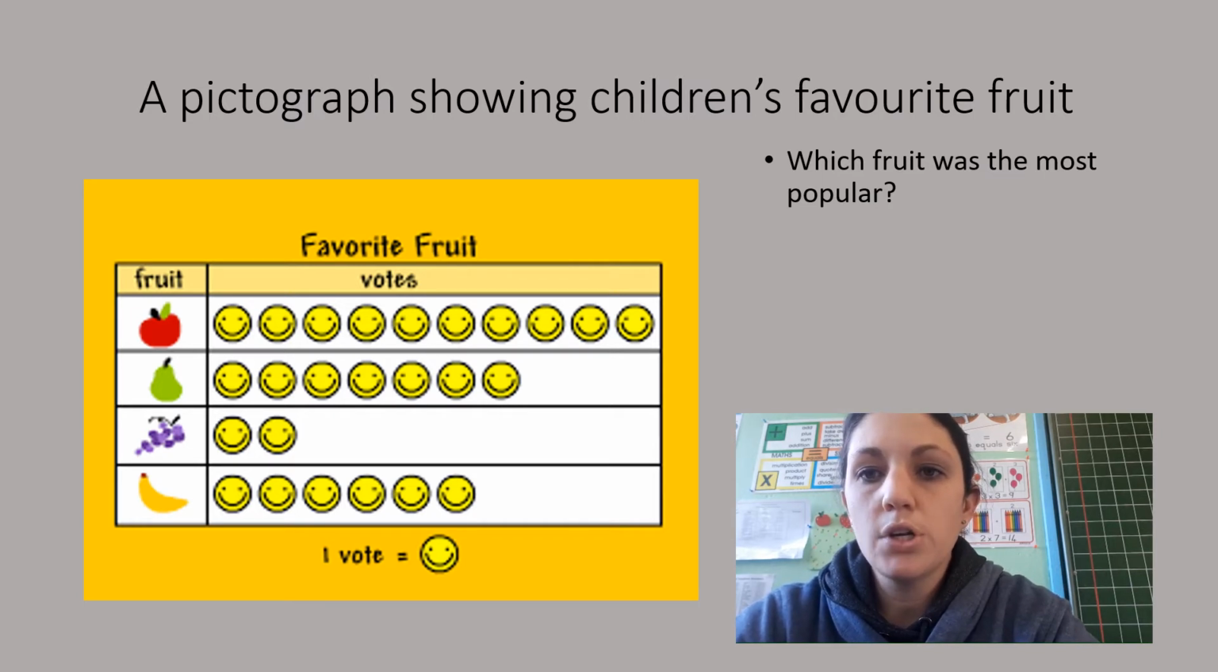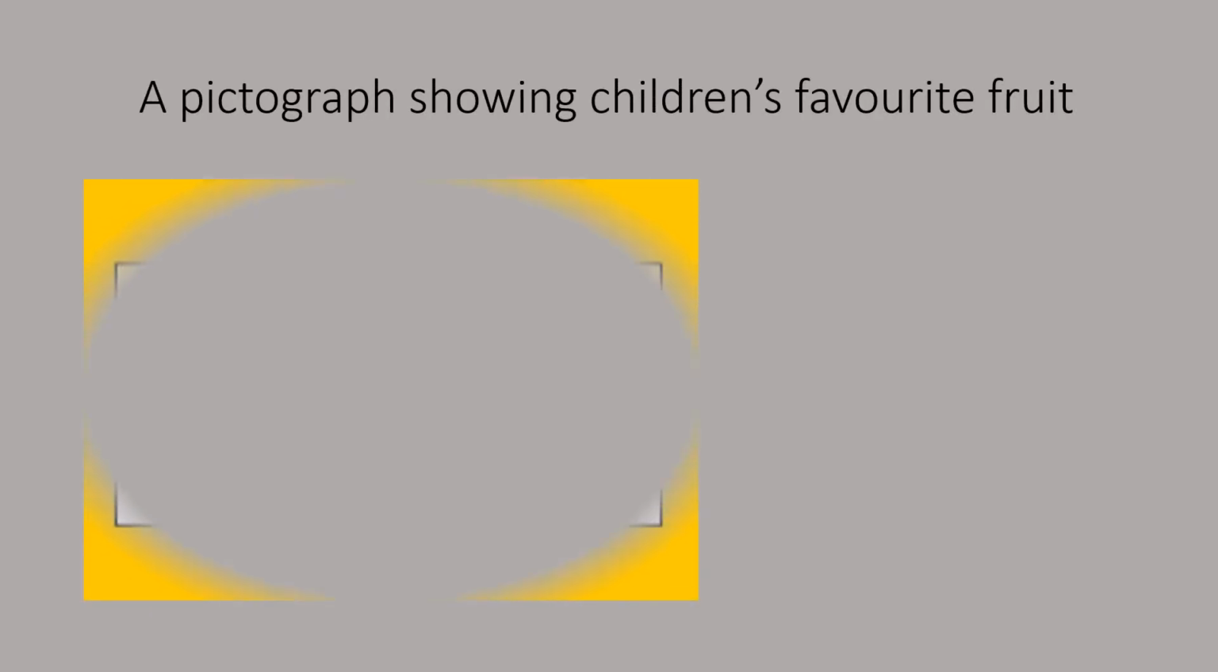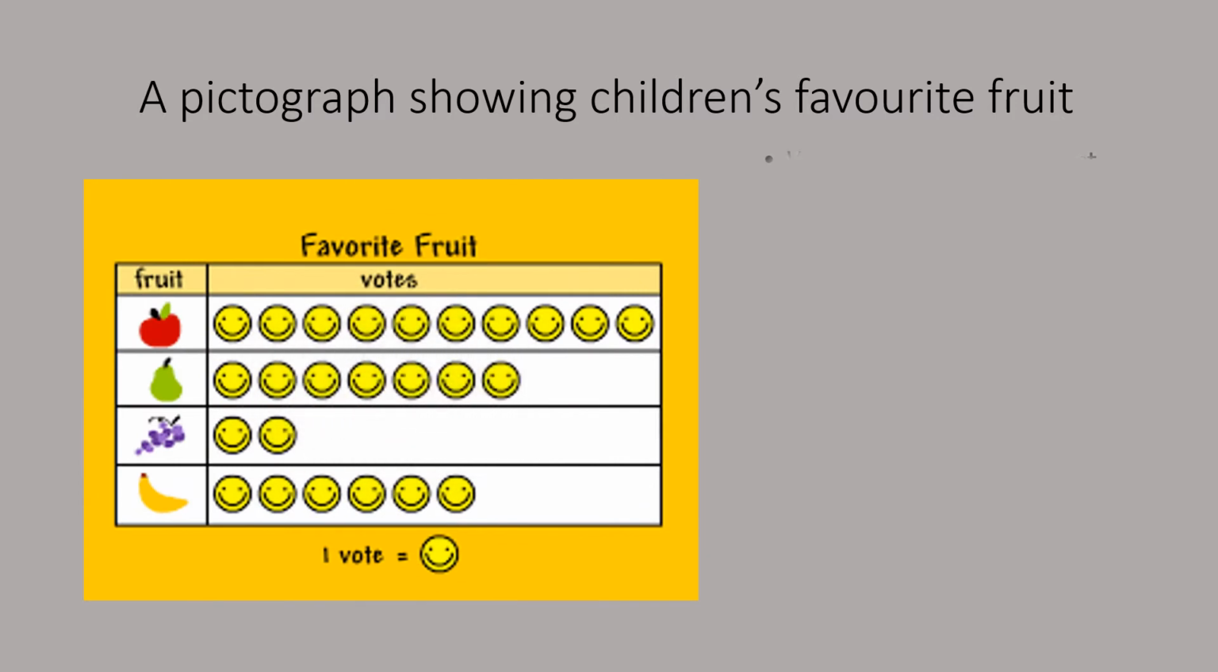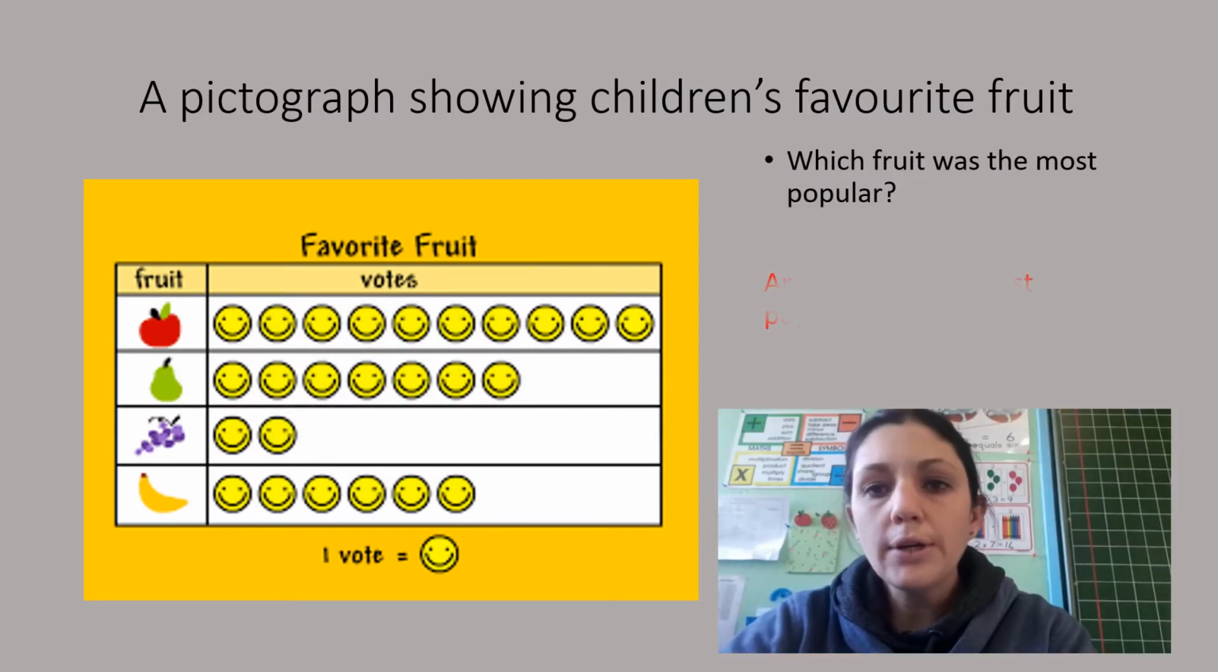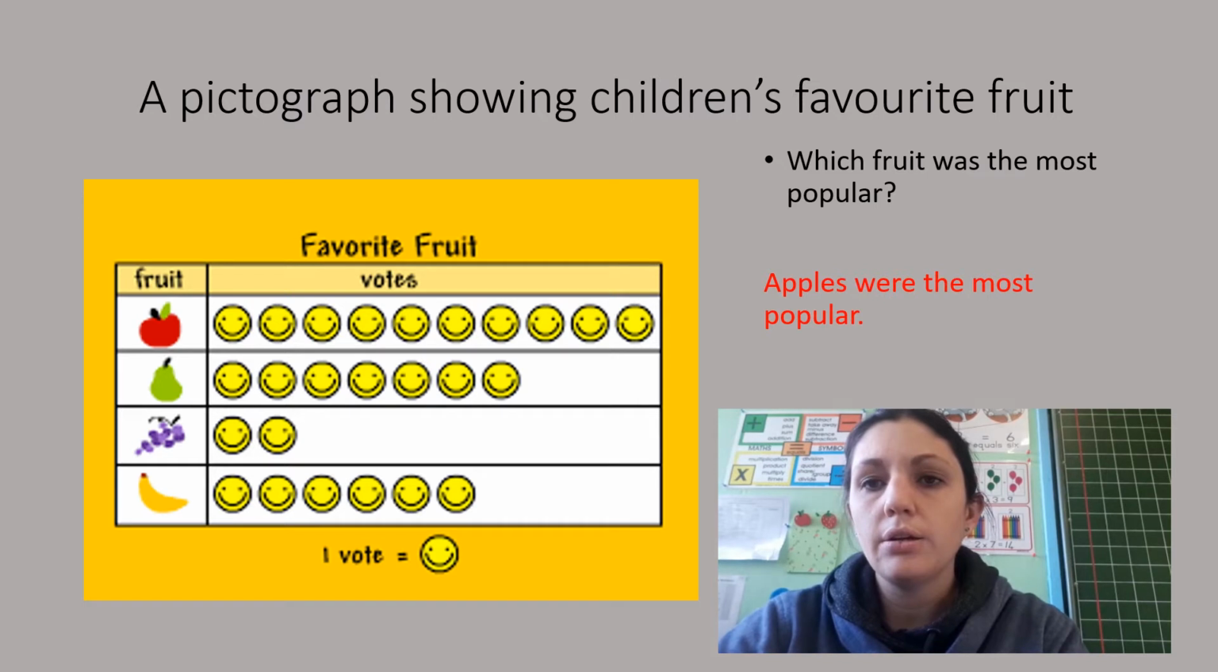So if we look at the first question there, it says which fruit was the most popular. Popular means which one did the most children like. And when we look at the graph, we can see clearly that there are the most number of children that chose apples. So we can say that apples are the most popular fruit. There are 10 apples in comparison to all the other fruits which have less votes.